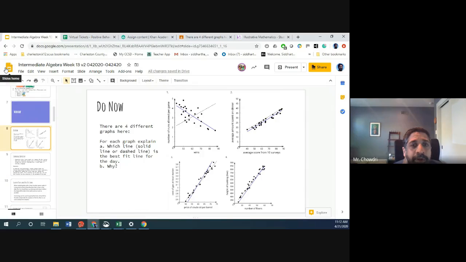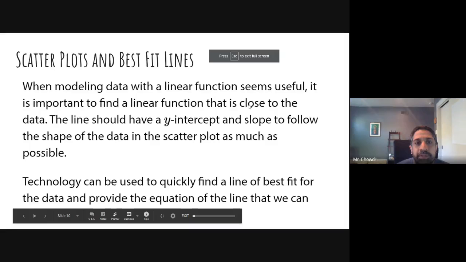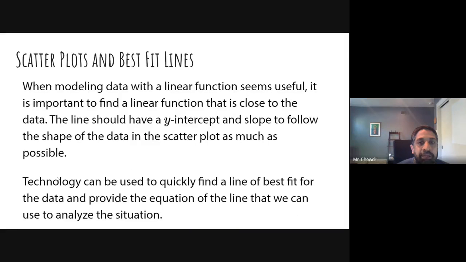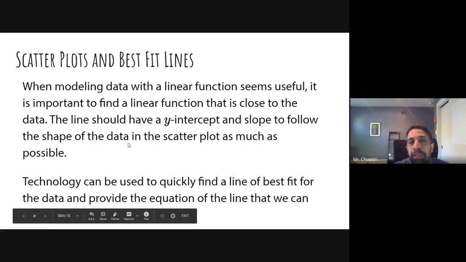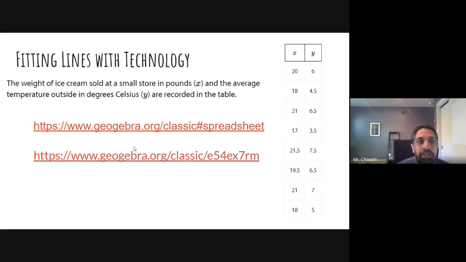One of the things that's important is that here they're giving us the line for the scatter plot. And we can use technology to really help create that best fit line. Last week we were using Desmos to find a line and get it in the green. Technology can help us do that. If we were in school, I would show you how to do this on those calculators. Since we're not, I'm going to show you how to do this on GeoGebra.